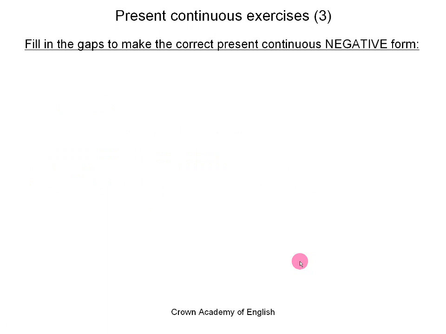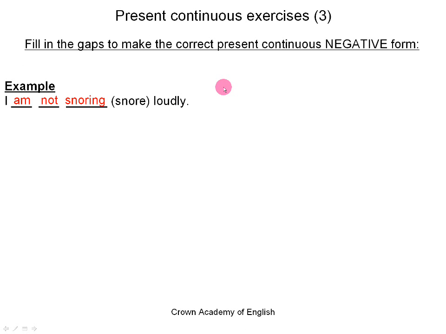This time, same exercise, except I want you to find and make a negative form from the verbs. So here is an example. I am not snoring loudly. That is a negative form of the verb to snore. Okay, are you ready? Question 1.